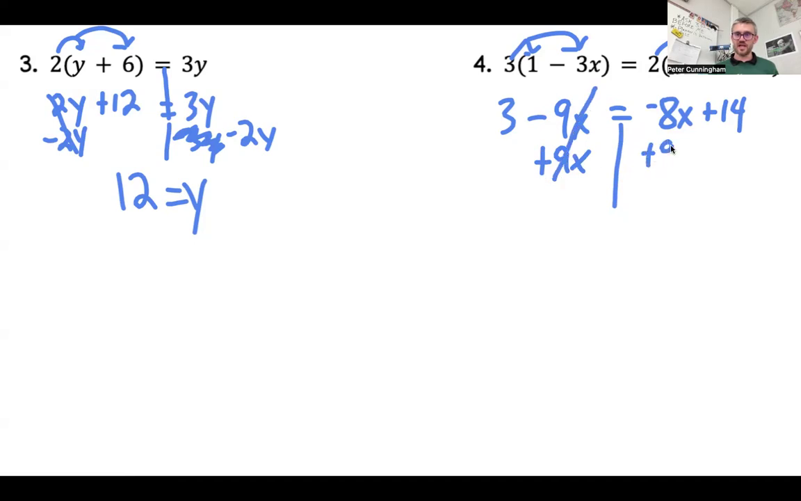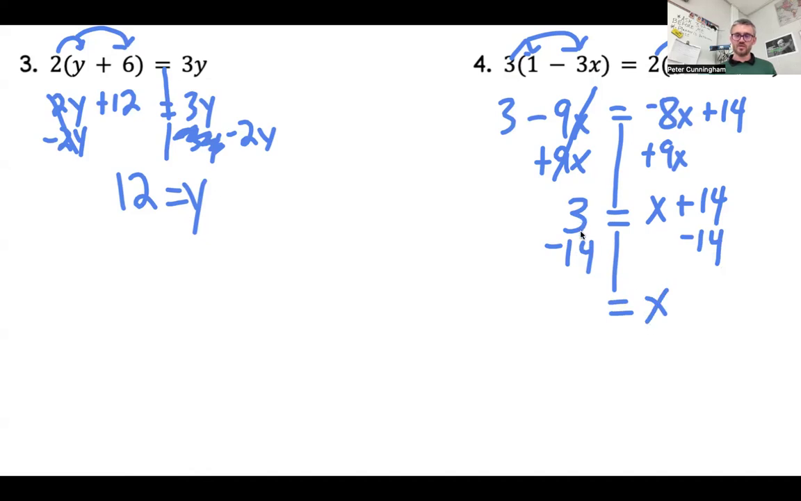When I add 9x to the right-hand side, then I'm left with just a single x plus 14 is still there. No more x's on the left. That's good. So there's just a 3. Now the only thing keeping x from being alone is this 14. Take it away from both sides. 3 minus 14. You can't always avoid all the negatives. 3 minus 14 is negative 11.